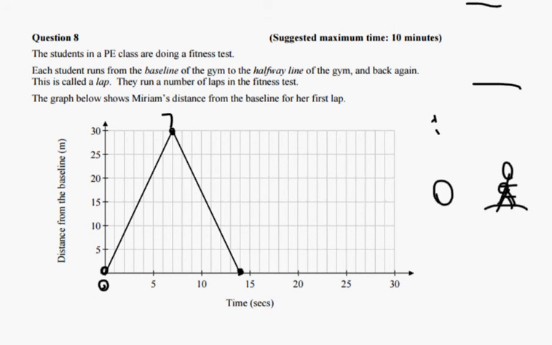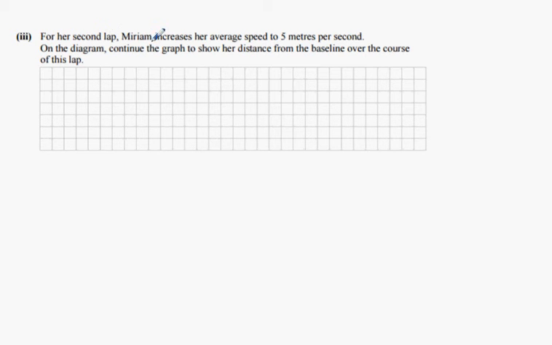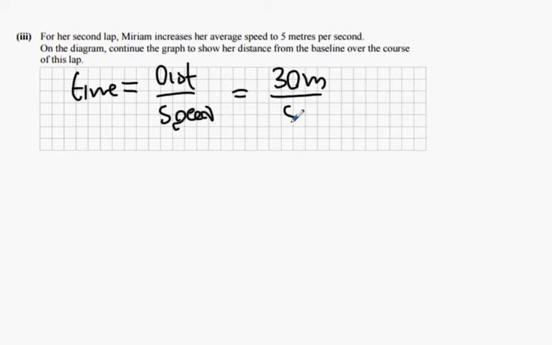Okay. For her second lap, Miriam increased her average speed to 5 meters per second. Now that's interesting. Time equals what? Oh, there we go. Distance over speed, which is 30 meters over 5 seconds. How long does it take her to do that now? Yes, Ryan?